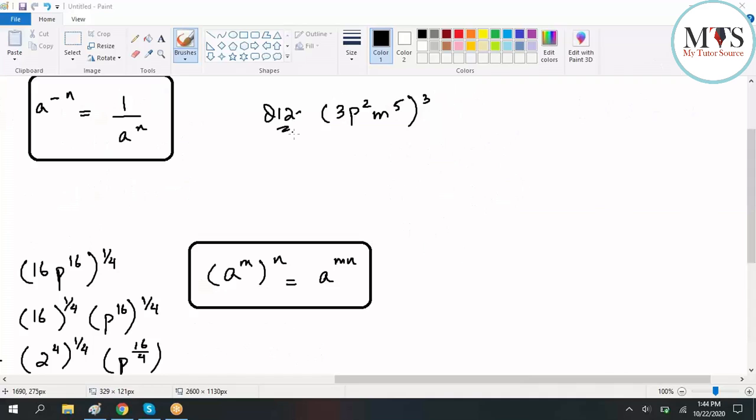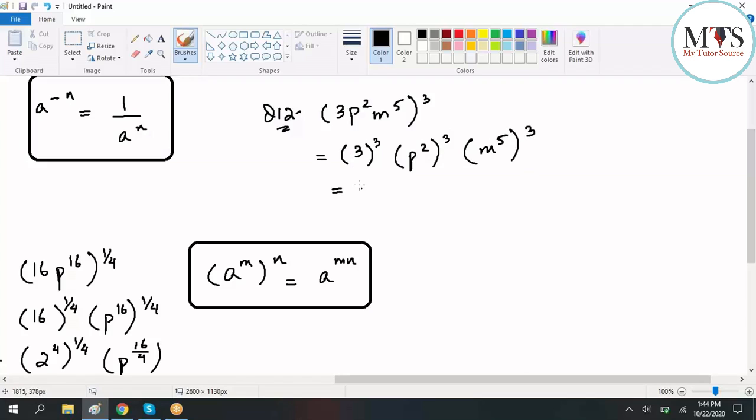Sure? So once again, we're going to apply the same power rule, a raised to power m, whole bracket power n. So let's separate all the components: 3 to the power of 3 times (p^2) to the power of 3 times (n^5) raised to the power of 3. Okay?